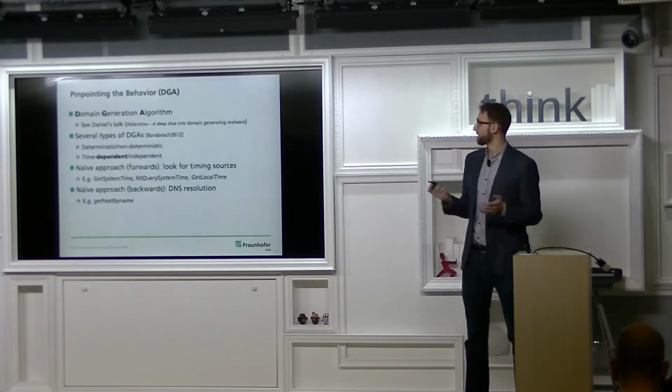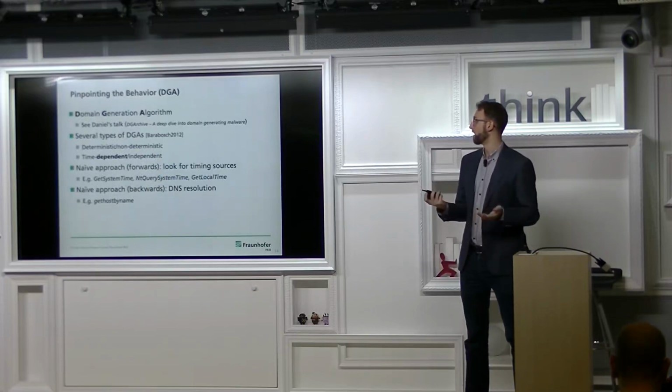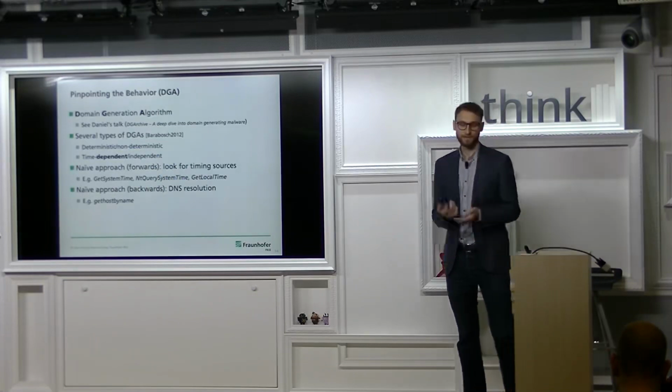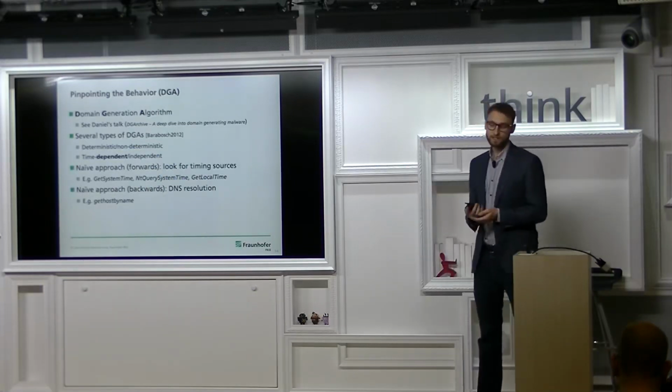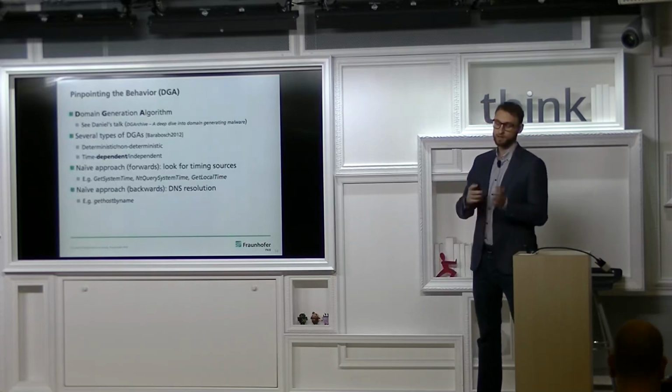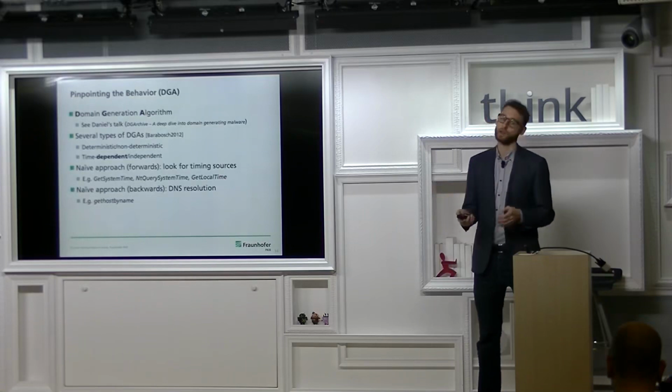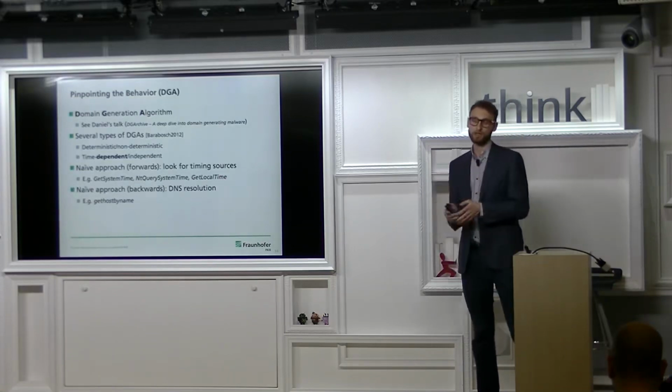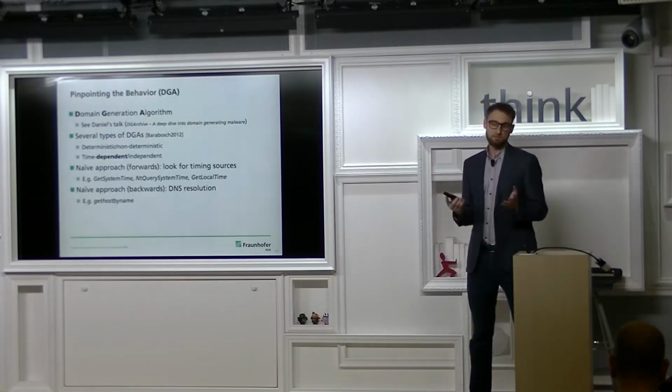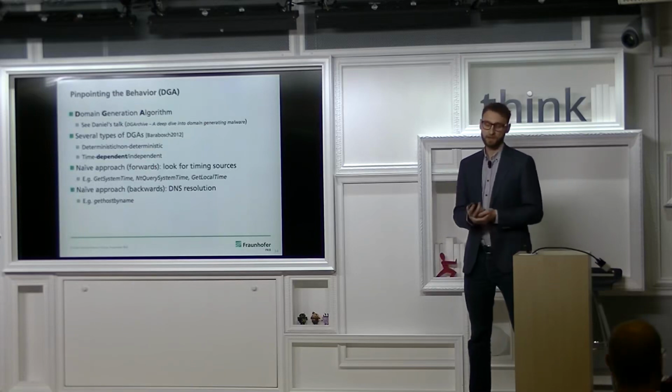So as an example, again a DGA: how could one pinpoint a DGA? I don't have to say that much about DGAs. We saw a lot of them. There's a classification of how you could classify them. They are either deterministic or non-deterministic, and either time-dependent or time-independent. Most of them are time-dependent.